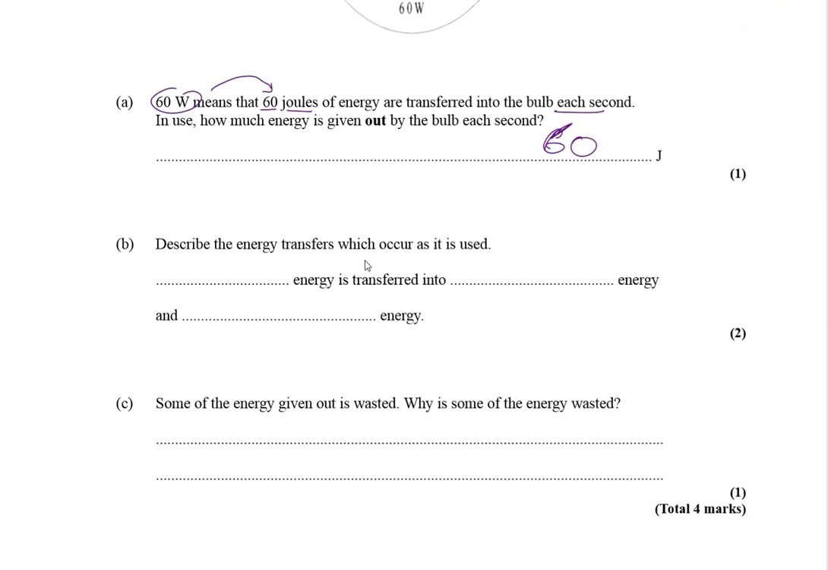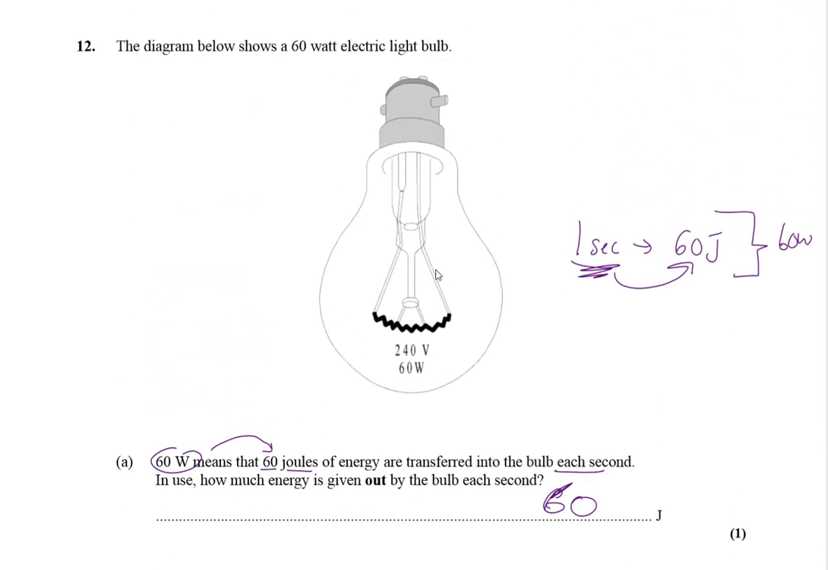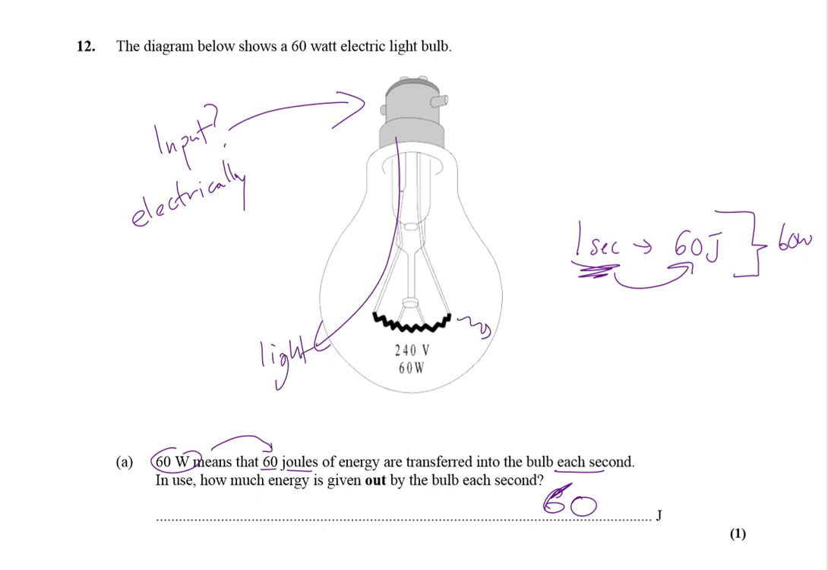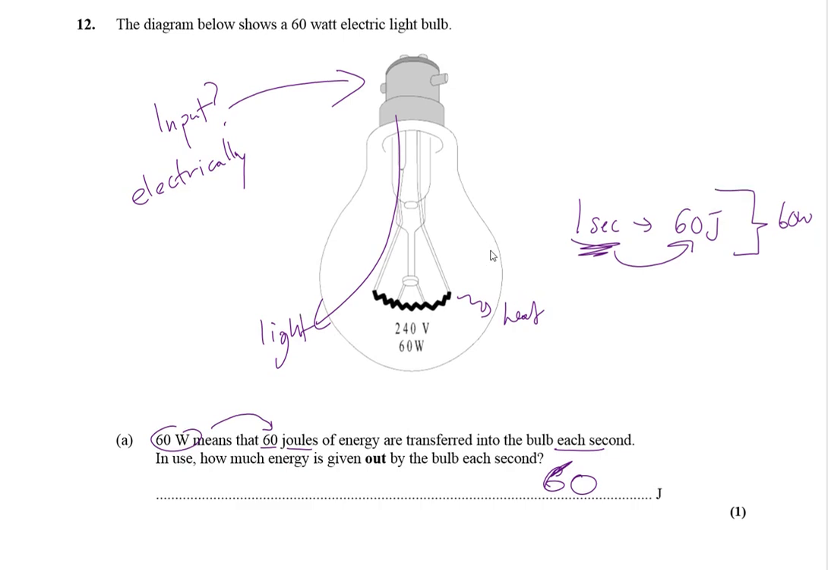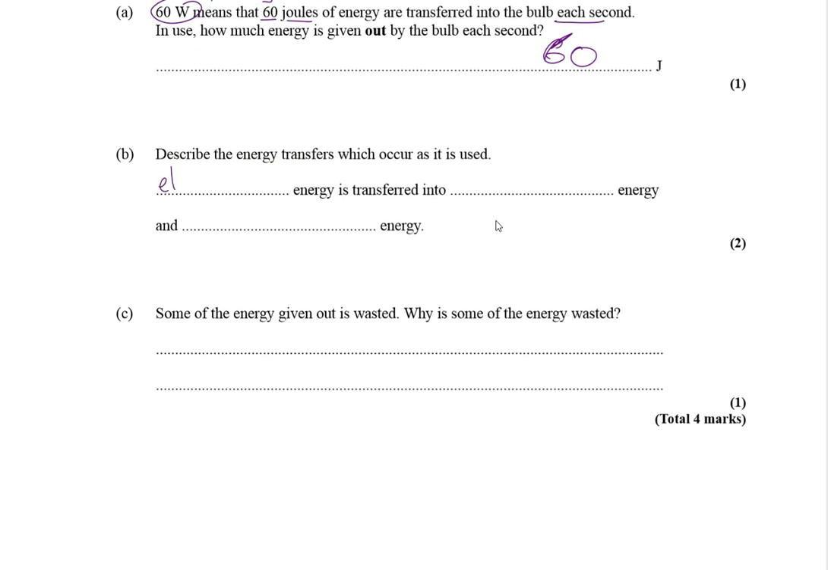Okay. Now, what energy is being used? The question is, what do we put in as input? What do we put into the bulb? We put in electrical energy. Okay. What do we get out? We get light energy, and then we get some heat energy. So we have electrical energy going in, and light energy and heat energy, or thermal energy, coming out. I'll use the word thermal energy because it's much better in this case.